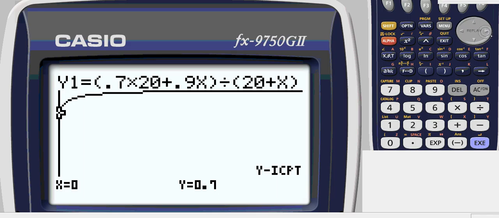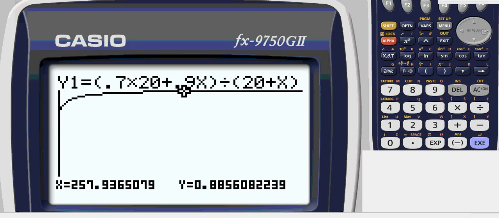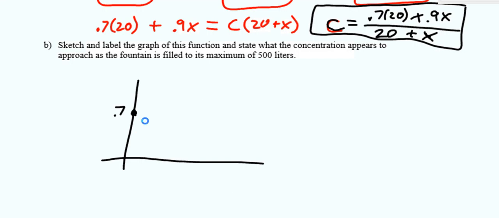Then as this goes, if you were to trace it, you can see that it starts flattening out, getting closer and closer to about 90%, which also makes sense because that's what we're adding. The more of the 90% stuff we add, the less the original 70% stuff matters. But what matters a lot is when the tank is filled up, when the fountain is filled up.